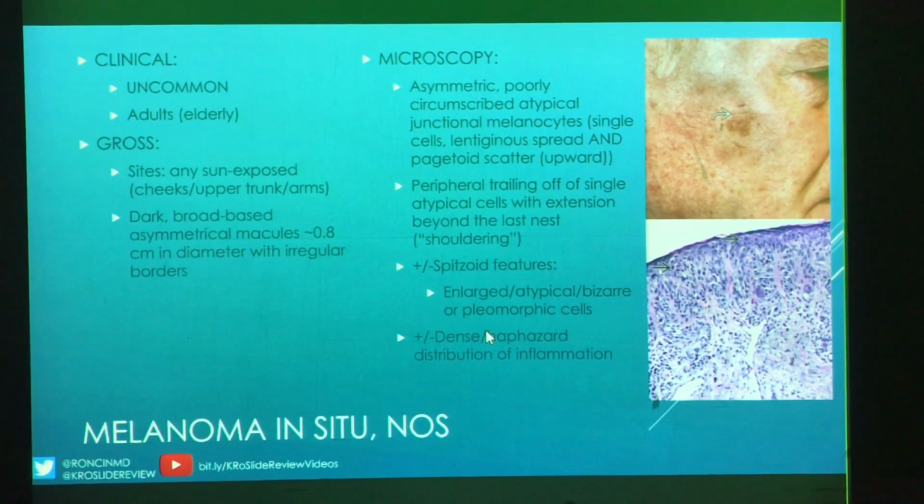So spitzoid features would be very enlarged, atypical, bizarre, pleomorphic cells, which I don't think we really had. We definitely had some enlarged cells, some atypical cells, but I don't know that that was enough to put it into the spitzoid features. And you can have this rather haphazard or irregular distribution of inflammation. Again, I don't think our case really had too much inflammation, but it was an extremely superficial biopsy. So you need to keep that in mind.